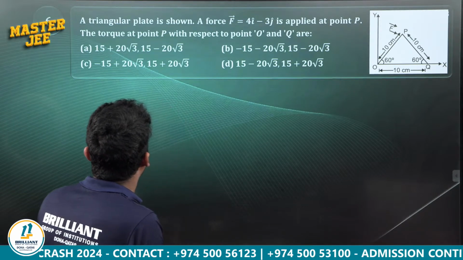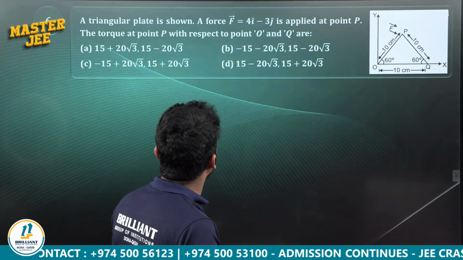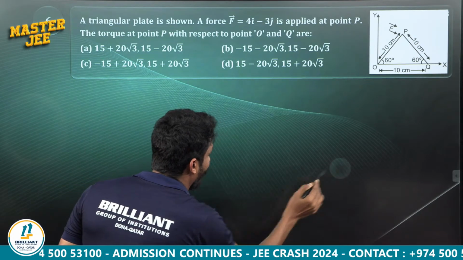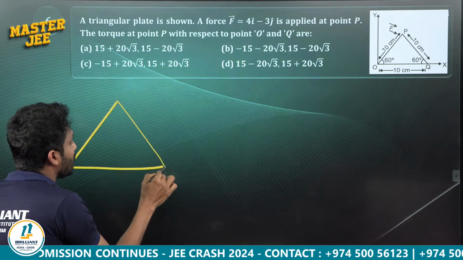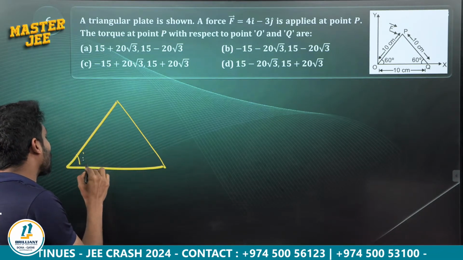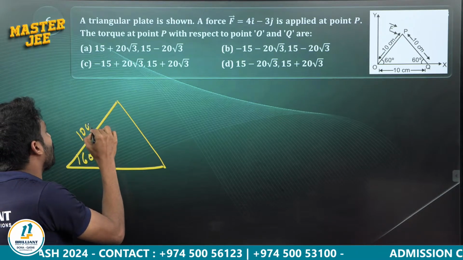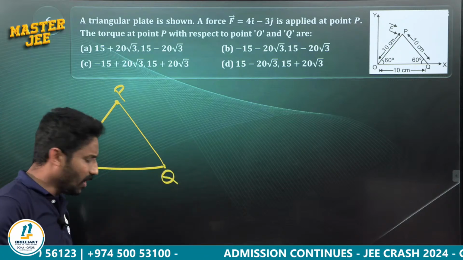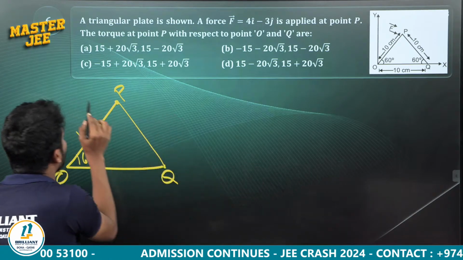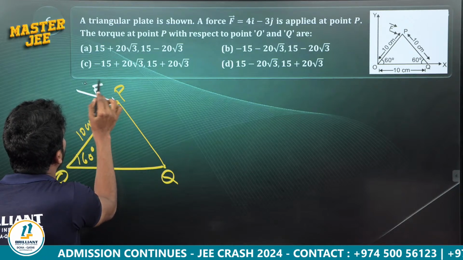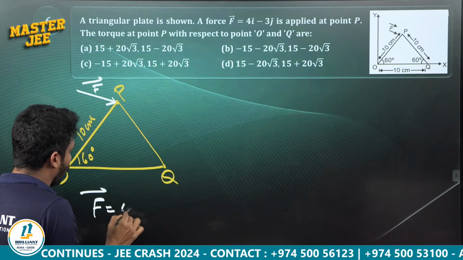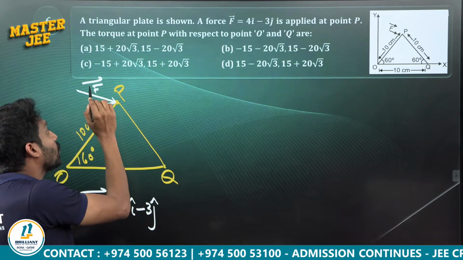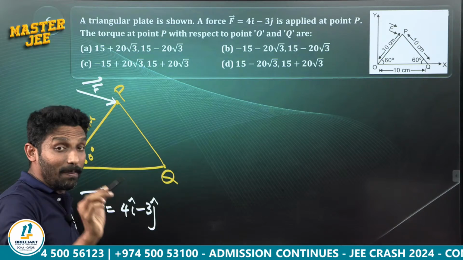A triangular plate is shown. Okay, there is the figure. A force vector of 4i cap minus 3j cap is applied at point P. See, this is a triangular plate, an equilateral plate. The angle is 60 degree. This side is 10 centimeter. This point is P, this is O, this is Q. Now, the question mentions that there is a force vector F acting at point P, with value 4i cap minus 3j cap. The question is, what is the torque due to this force about point O and about point Q?